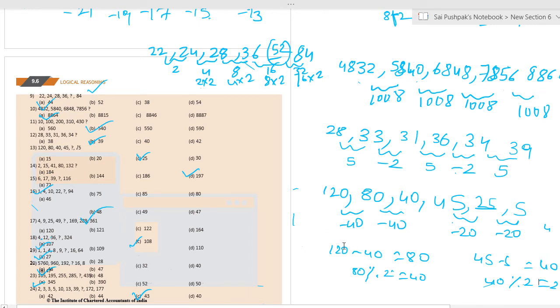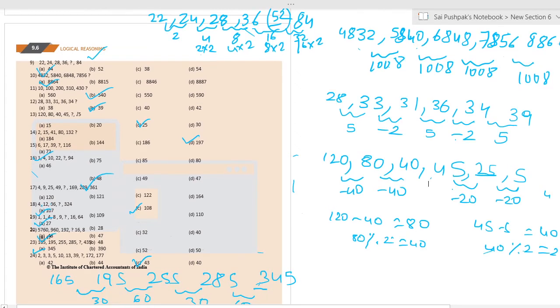You might say that this is a vague thing, how can we know it? Yeah, but you have to remember that there exists such series as well. If you are seeing any sudden increase here, you saw a sudden increase here, so then this is a possibility of this kind of series. So 120.